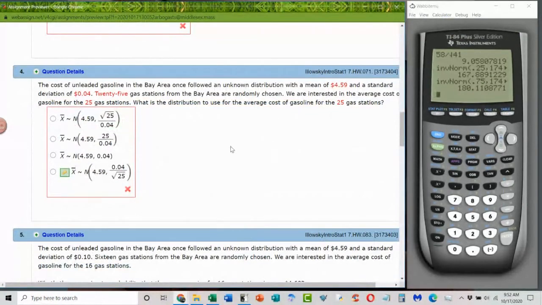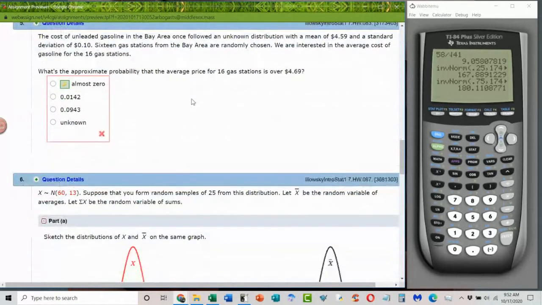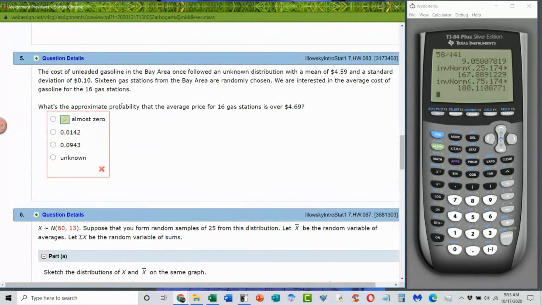Here they just want you to calculate the standard deviation. It's going to be a normal curve with a mean and a standard deviation. I'll let you work on that one. It's 4 questions, 4 choices, so I'm not really going to worry about it.